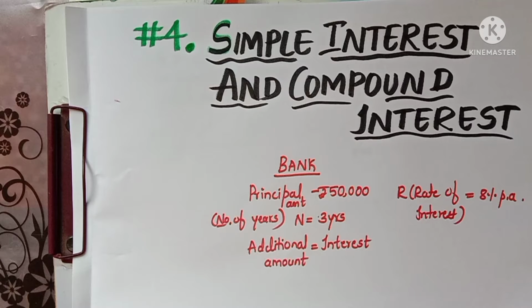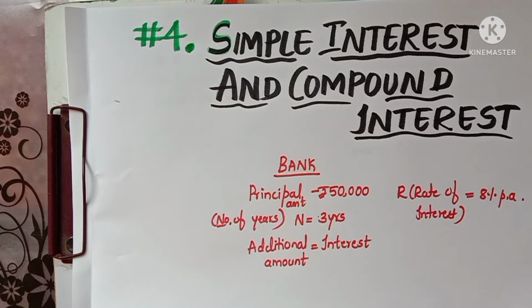So here the amount which I am going to take as a loan will be the principal amount. And the rate of interest will be R. And for 3 years, this will be taken as N, that is the number of years. And after 3 years, with rupees 50,000 and some additional amount, I am going to return my loan to the bank. This additional amount will be the interest.